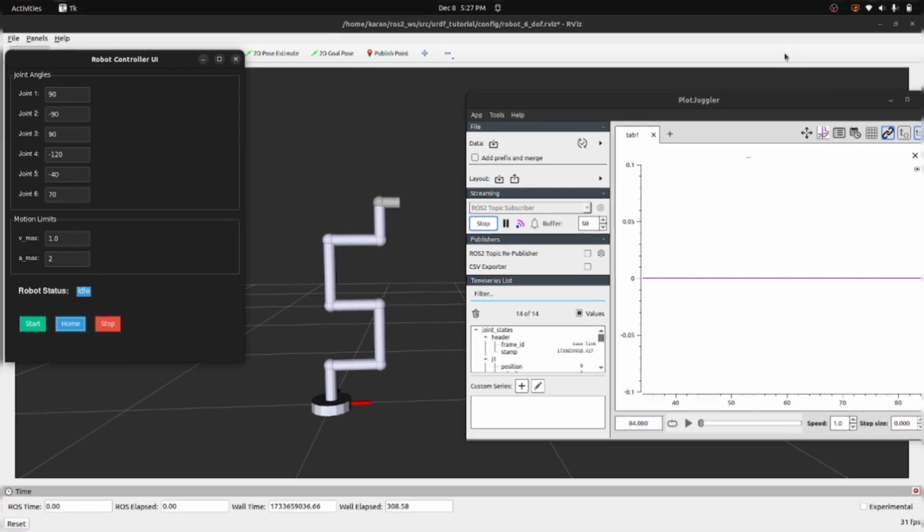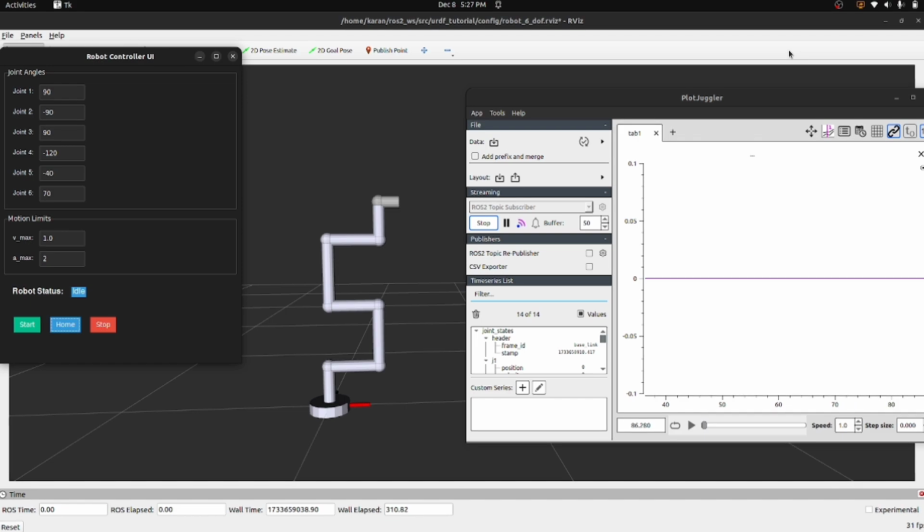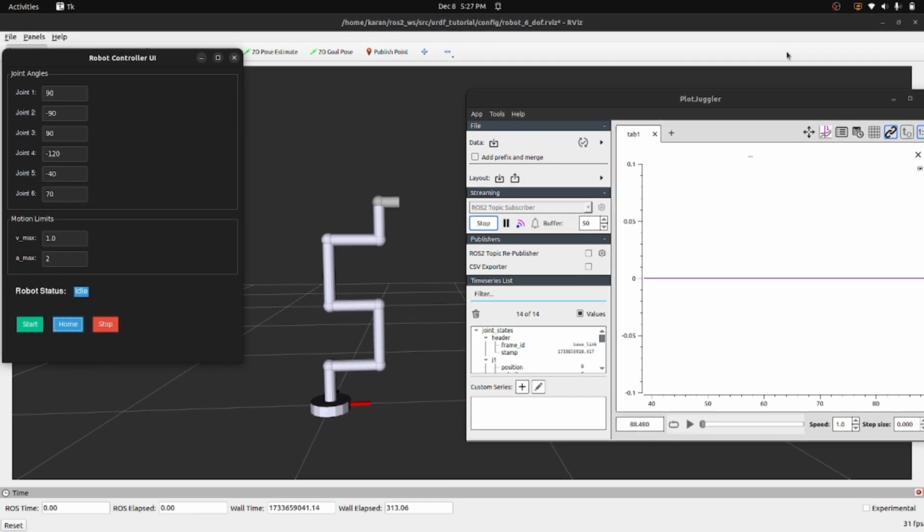So today we are going to learn about joint space planning. Basically, in any robotic arm we have two types of planning: one is joint space planning and the other is Cartesian space planning. Today we are going to learn joint space planning, that too with the trapezoidal velocity profile. I will show you what a trapezoidal velocity profile basically means.